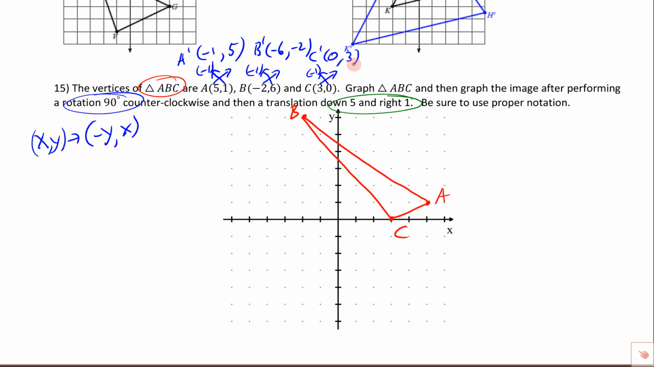Okay, so let's check and see what we get here. So we get A prime is -1, 5. So back 1 and up 5. So we'd be right here. Okay, so that is A prime. Oops, make that so you can see it. B prime is -6, -2. So this is going to be back 6 and down 2. So we're right here. So this is B prime. And then C prime is, let's see, 0, 3. So don't go right or left, just go up 3. So we're right there. So there's C prime.